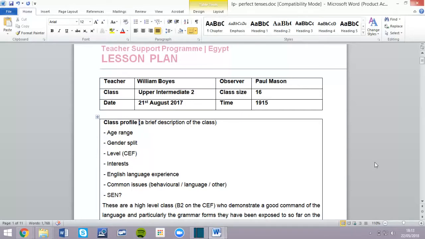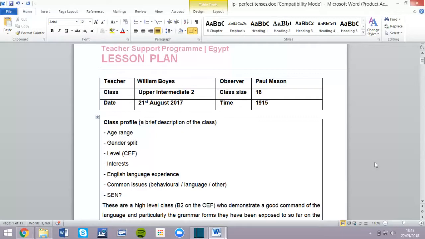Common issues are also very important to talk about. What behavioral issues have you noticed in class? What language issues have you noticed in class? And other things that you experience in the class as well, not just the issues, but the positives as well. And some special educational needs if need be. If they are known, then it's worth bringing up.